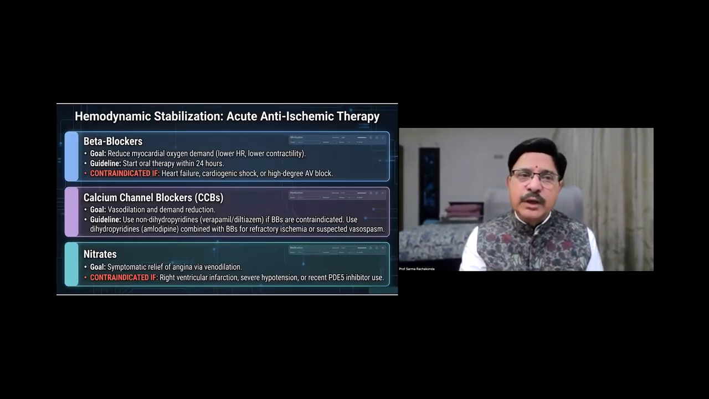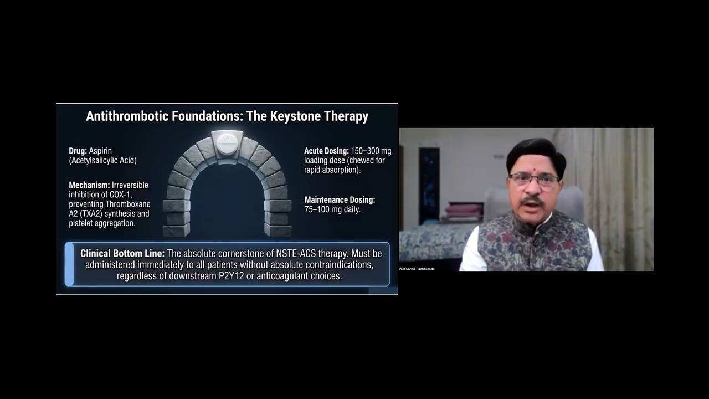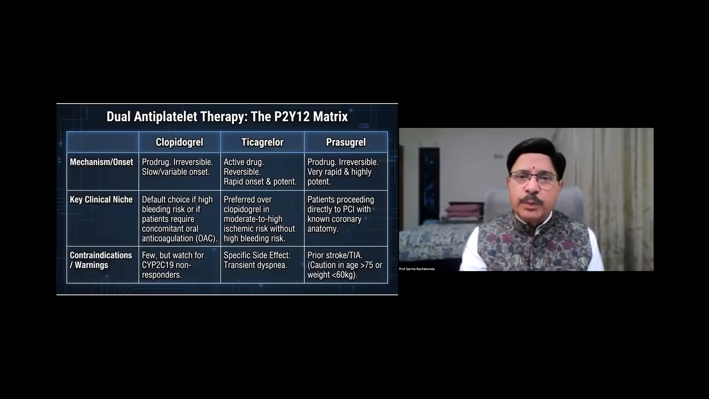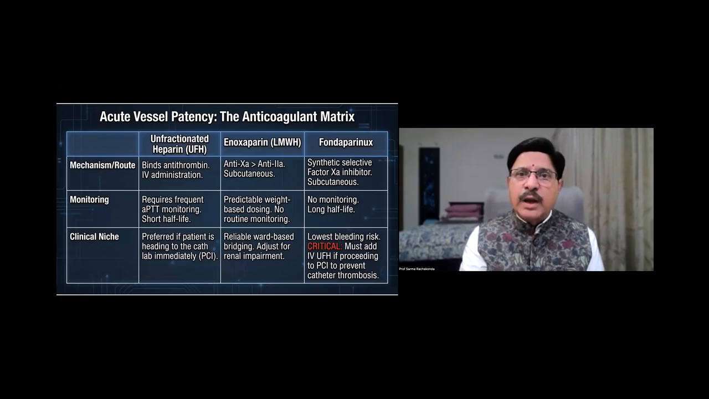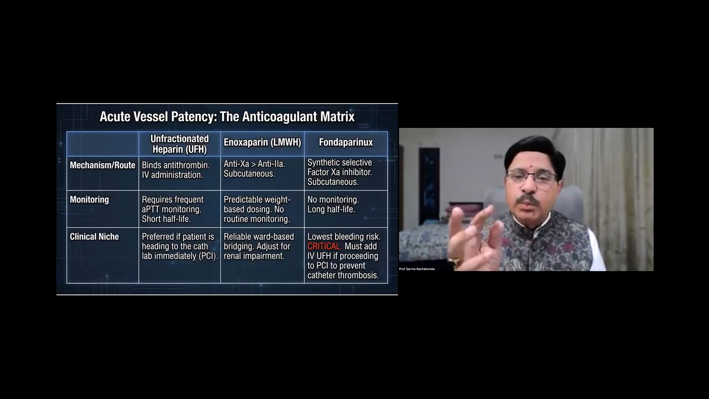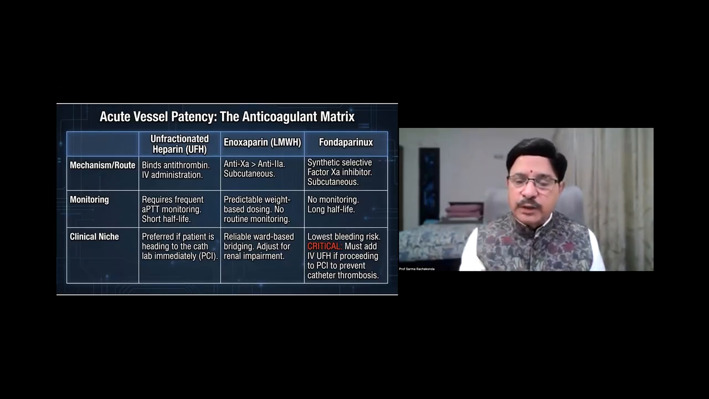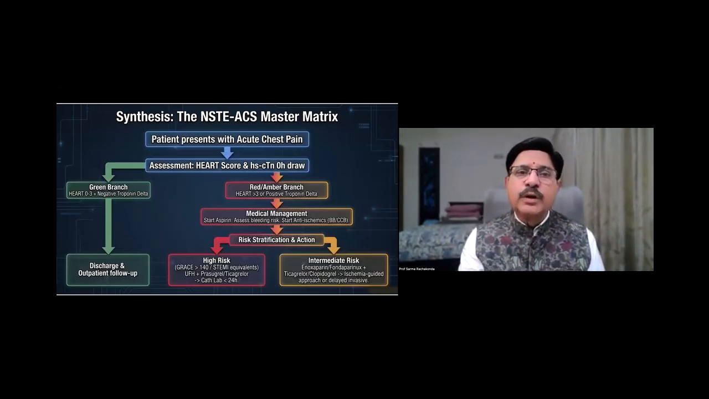You see here, the anti-ischemic therapy: beta blocker, calcium channel blocker, nitrates. Antiplatelet therapy starts with aspirin and then clopidogrel, ticagrelor, or prasugrel. Antithrombotic, anticoagulant treatment: unfractionated heparin, fondaparinux. Here, mind, there is no room for thrombolytic treatment, unlike in STEMI, where you can use thrombolytic treatment. Here, there is no room for that.